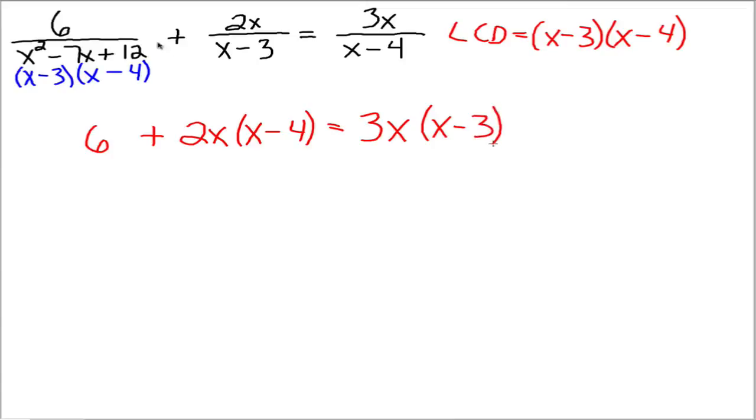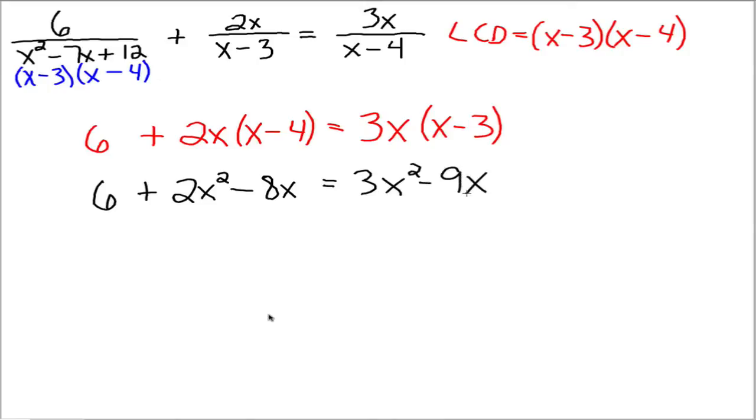So you can kind of leave out that intermediary step that we were doing before if you would like. If you do not want to do that, by all means put that step in where you write the LCD right next to each of the individual terms on both sides of the equation, and then go through and cancel out your denominators. 6 plus 2x times x is 2x squared. 2x times negative 4 is negative 8x. All right, 3x squared minus 9x.